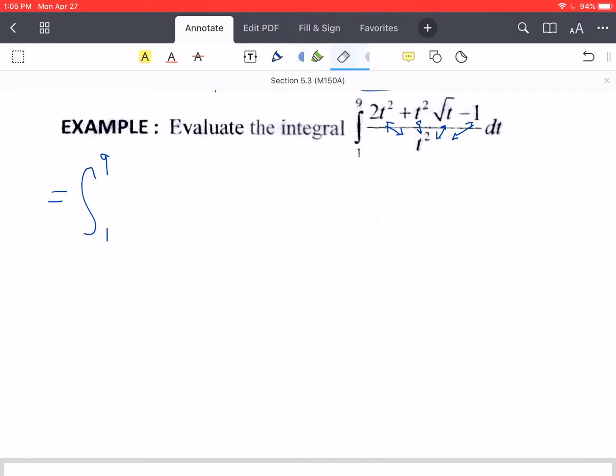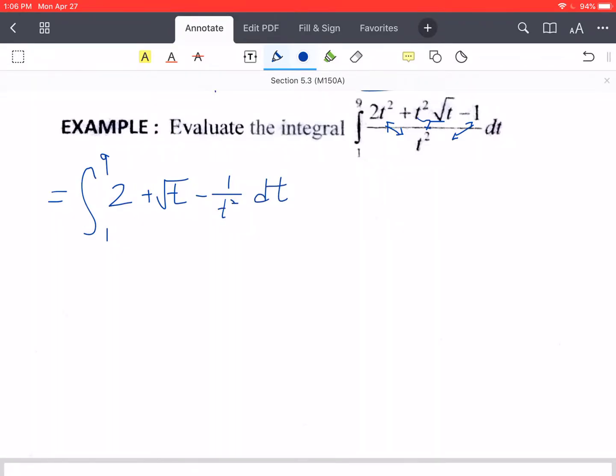So, sorry. These middle two are one term. So these come together. Okay, so we have 2t squared over t squared. That's just 2. We have t squared times root t over t squared. So that's just plus root t. And then minus 1 over t squared.